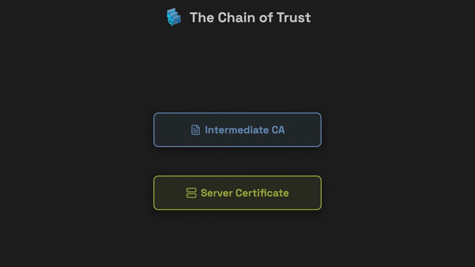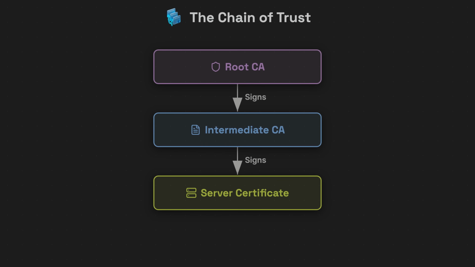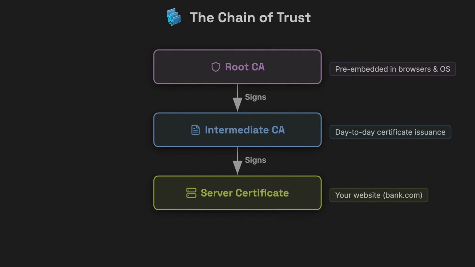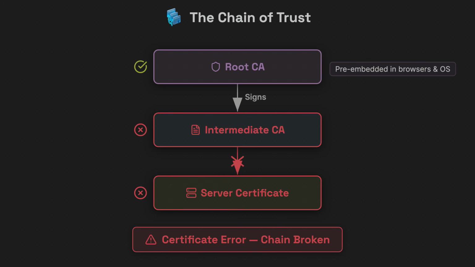In practice, CAs don't sign your certificate directly from their root. They use a layered structure. Your server certificate is signed by an intermediate CA. That intermediate certificate is signed by the root CA. The root's public key is pre-embedded in your browser and OS. When your browser validates a certificate, it walks that chain, verifying each signature until it hits a root it knows. This is the chain of trust. Break any link, expired cert, missing intermediate, revoked, and the browser rejects the whole chain.